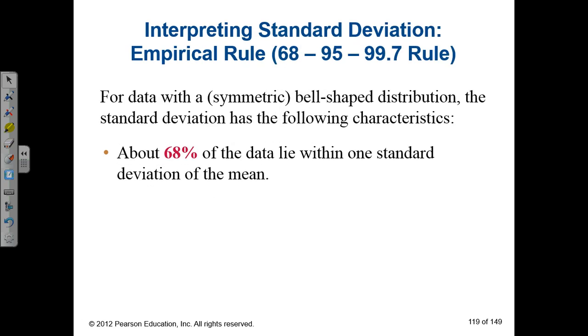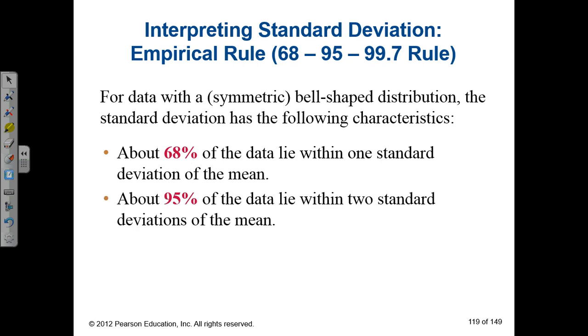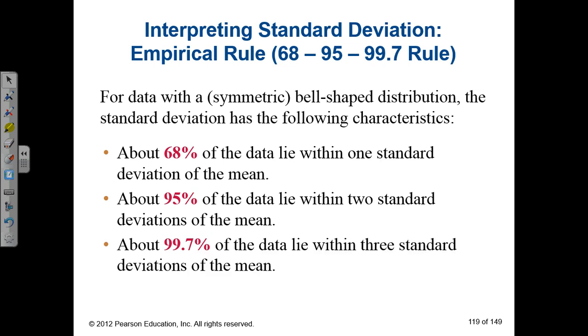We can use standard deviation to interpret what the data looks like. As long as we know the data is symmetric and bell-shaped, we know that about 68% of the data lies within plus or minus 1 standard deviation from the mean. About 95% lies within plus or minus 2 standard deviations of the mean, and about all of the data, 99.7%, lies within plus or minus 3 standard deviations of the mean. These numbers, though, only hold as long as the data is symmetric and bell-shaped.